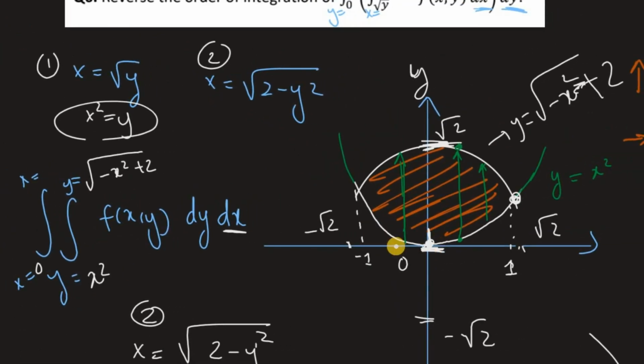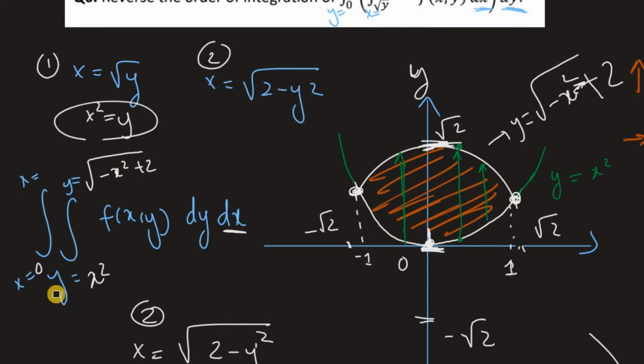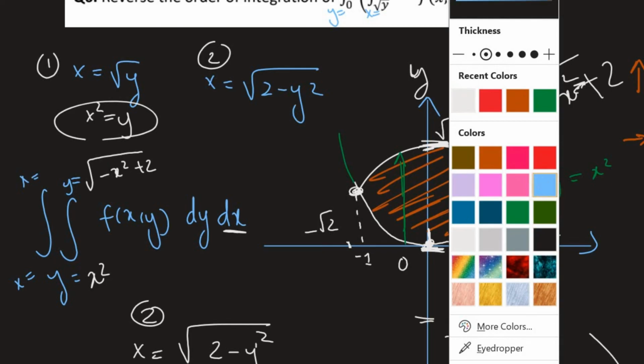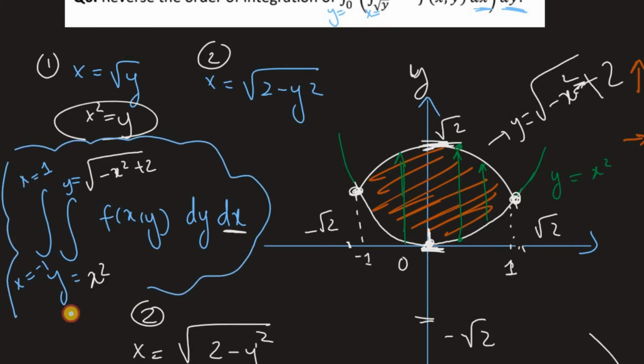So if you look at it carefully, the region doesn't go from 0. Actually the lowest value of x for the region is negative 1, and the highest value is 1. So that means you need to change this 0, and these values have to be negative 1 to positive 1, and this completes our question, and this is the final answer.